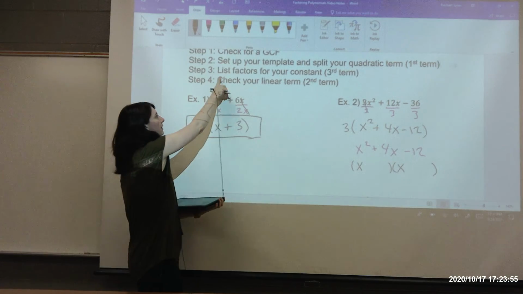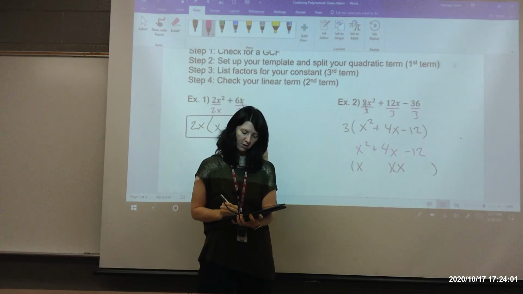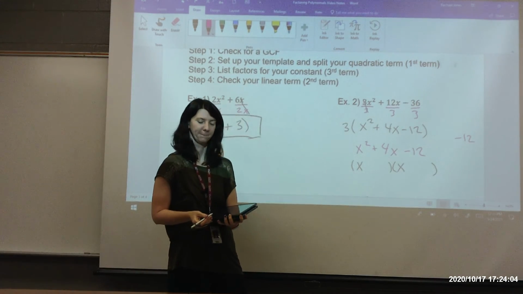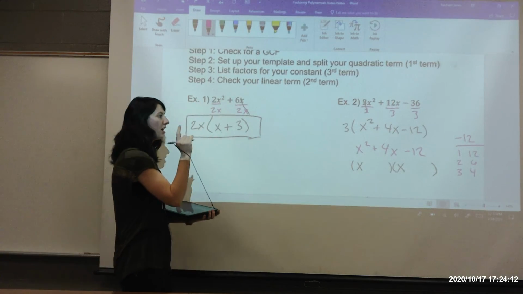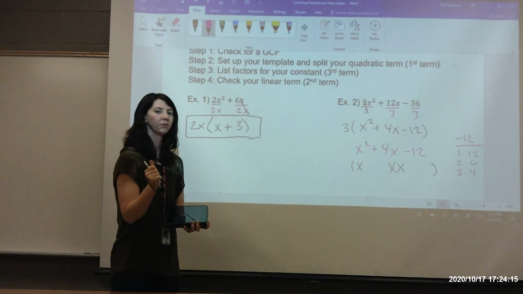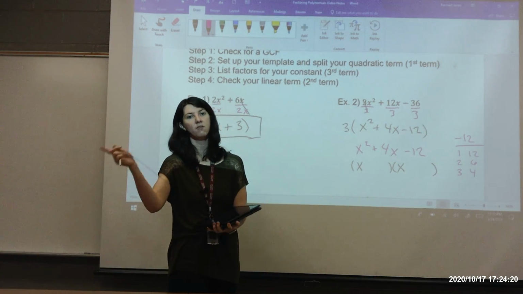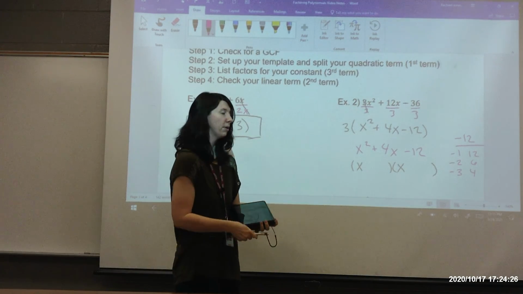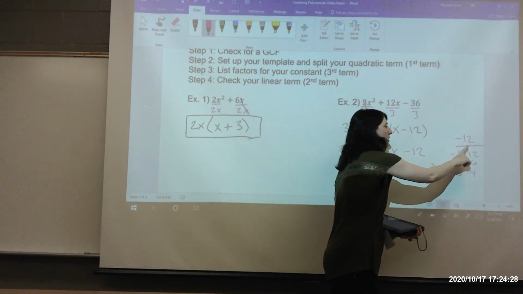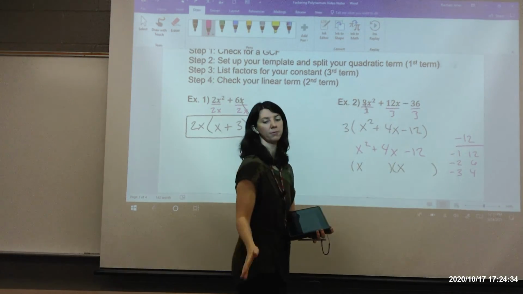Okay? Next step, list factors for your constant. What are all the factors for negative 12? Okay. We've got 1 and 12, 2 and 6, 3 and 4. Now I think I need them to multiply to be negative. All right. So how many negatives do you need to multiply to be negative? Well, you need at least 1 negative and 1 positive. So that means one of these numbers has to be negative. But keep in mind, we don't know which one. It could be the 1 or it could be the 12. It could be the 2 or it could be the 6. So if you need to move your negative to make your problem work, that's fine.